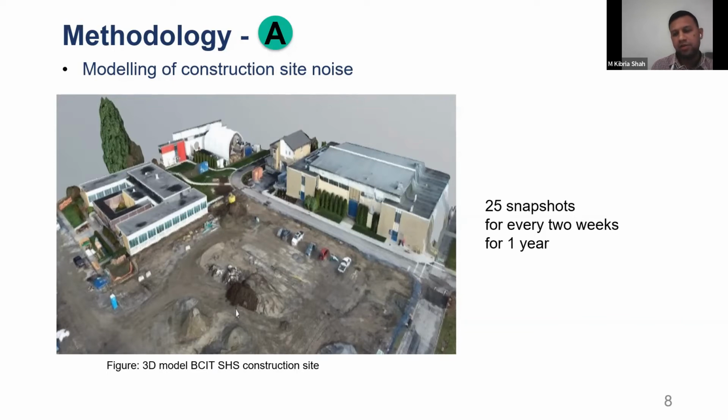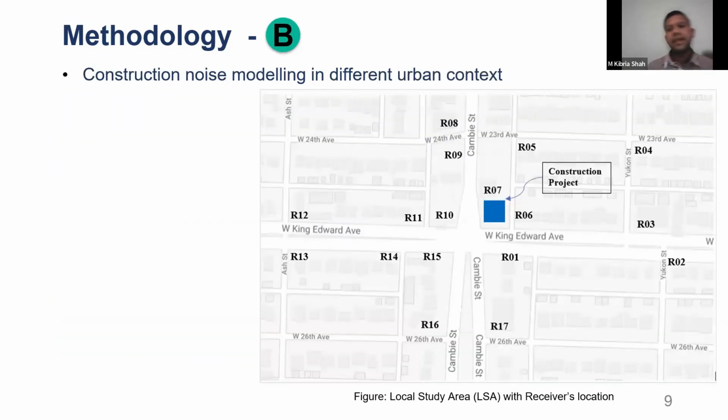So first of all, we collected all those drone snapshots, every 2 weeks for 1 year for this project, from site mobilization, so site preparation, until the project came to about a 1-story height. That's the 1-year period we chose to analyze, and we modeled it in Cadna A. Then after that, we chose a location at West King Edward and Cambie Street. We said, okay, let's see if that real construction project is happening at this area, the blue, how the noise from this project will affect the people living in this area.